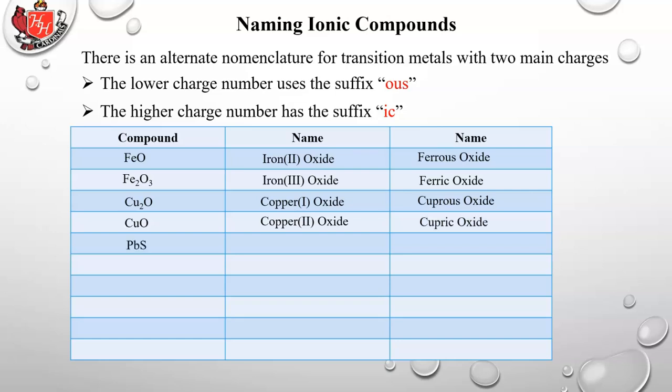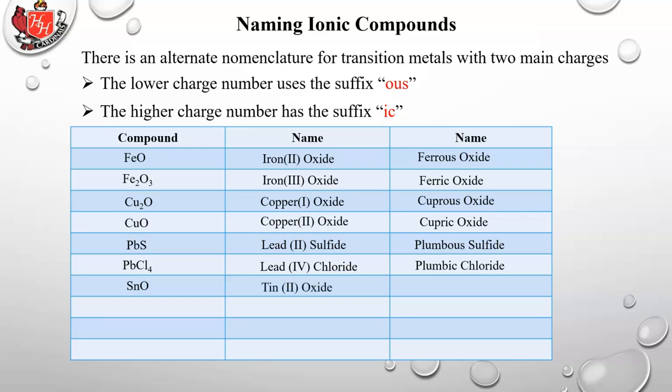Next, we have lead sulfide. So lead(II) is the lower of the two charges for lead. Again, you find this on your charge number of ion sheet. So that's going to be plumbous sulfide. And then there's PbCl4. That's going to be lead(IV) chloride. And so that's the higher of the two lead charges. So that's plumbic chloride.